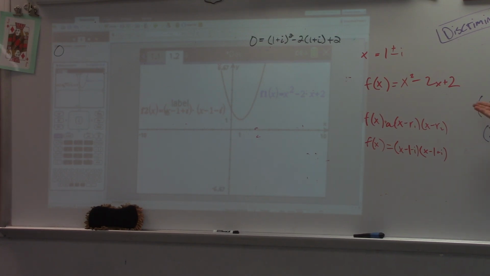But notice, that was a pretty simple check, wasn't it? This is why we need to be able to recognize those concepts of equivalence. Oh, they are the same. I'm going to graph my two functions and see if they're equivalent.